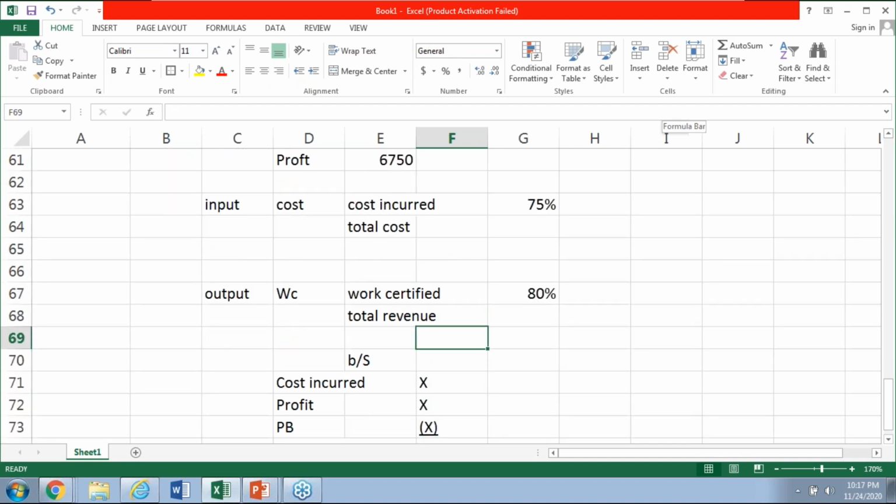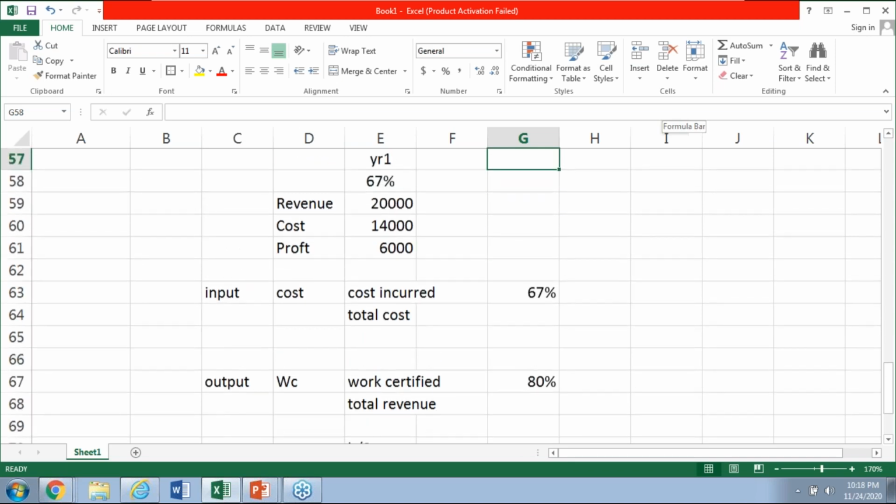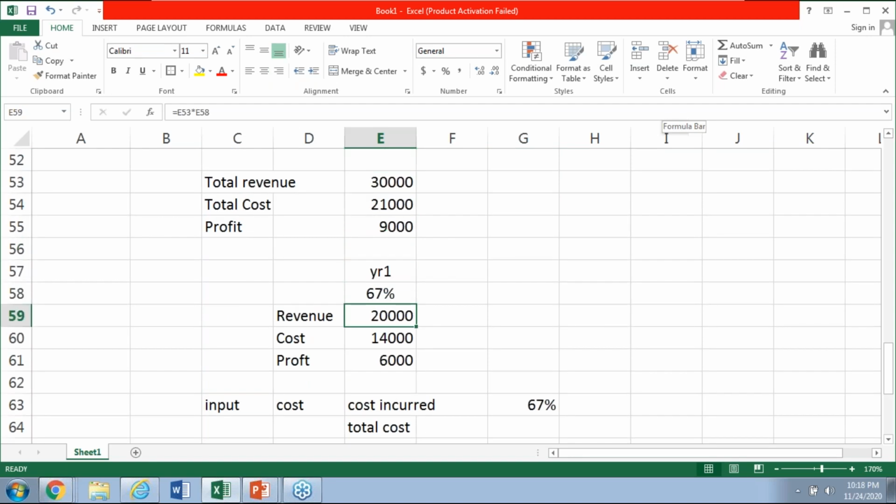Now, the question says that the percentage will be the input method. Input method means you have incurred 14 million out of 21 million. So the percentage calculation is 67%. So if the 67% contract is completed in the first year, then it means that we can recognize a revenue of 20,000, cost of 14,000, and the profit is 2,000.